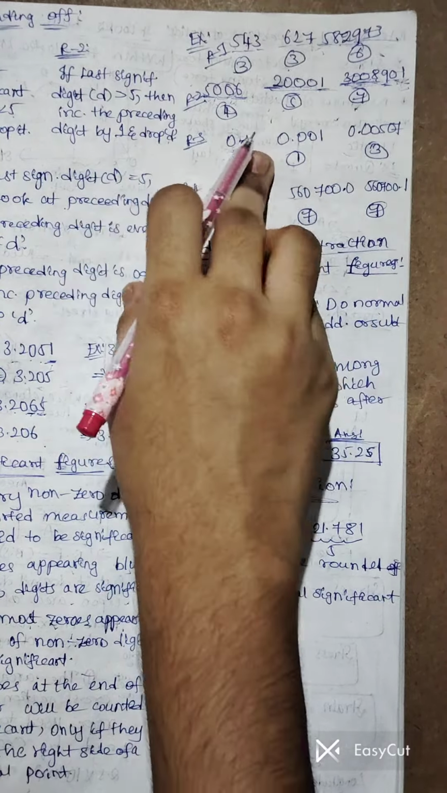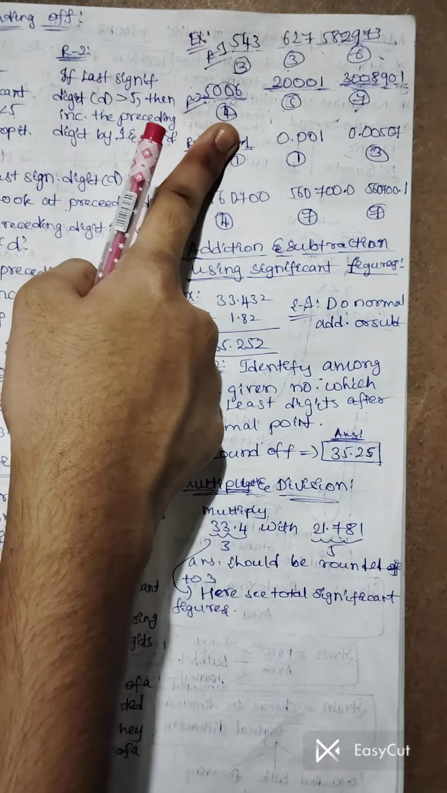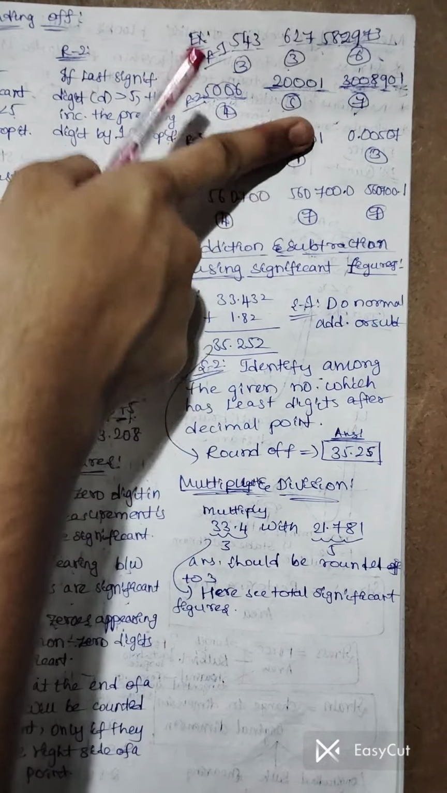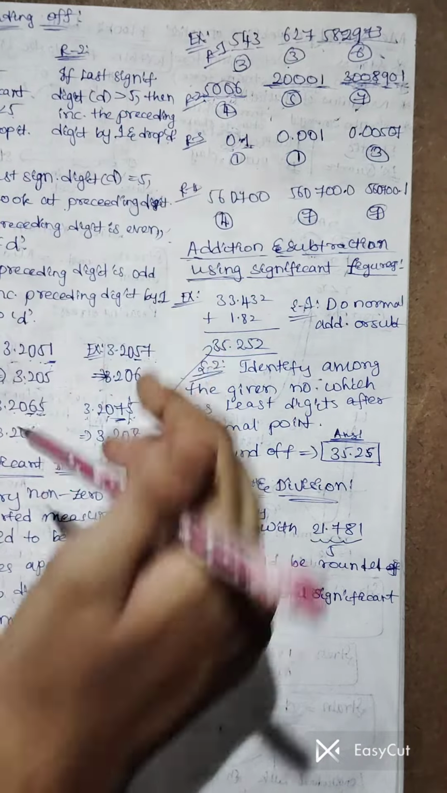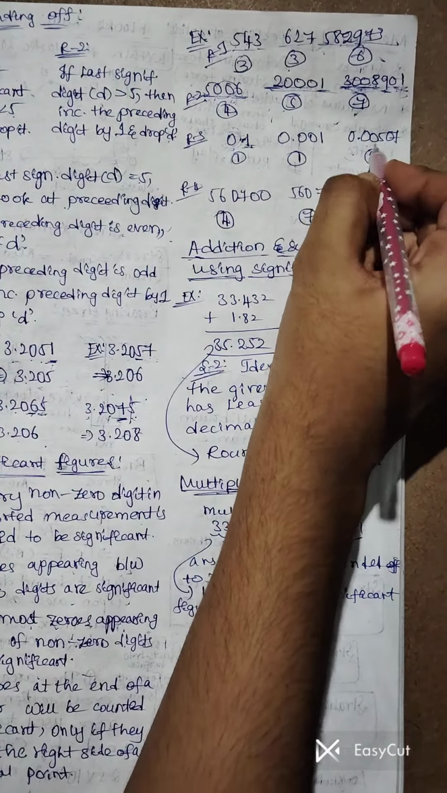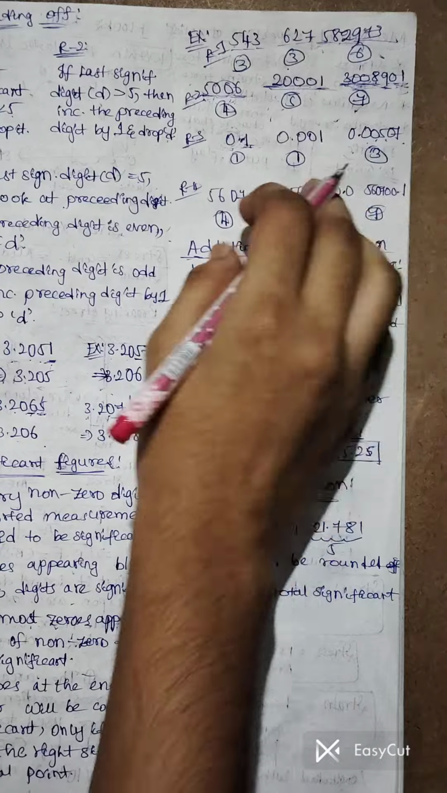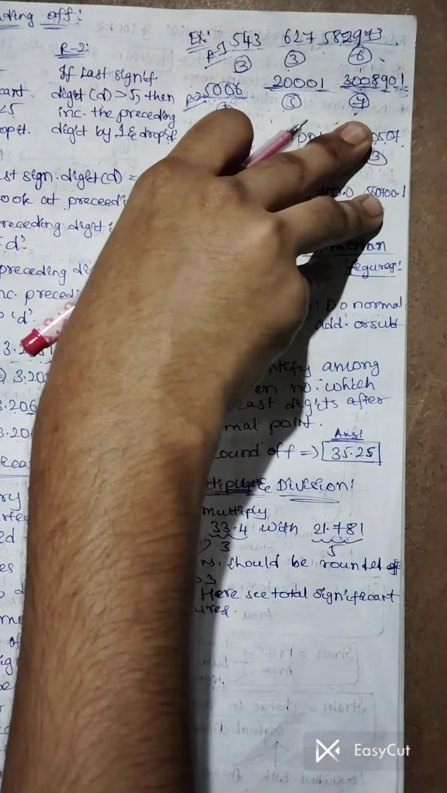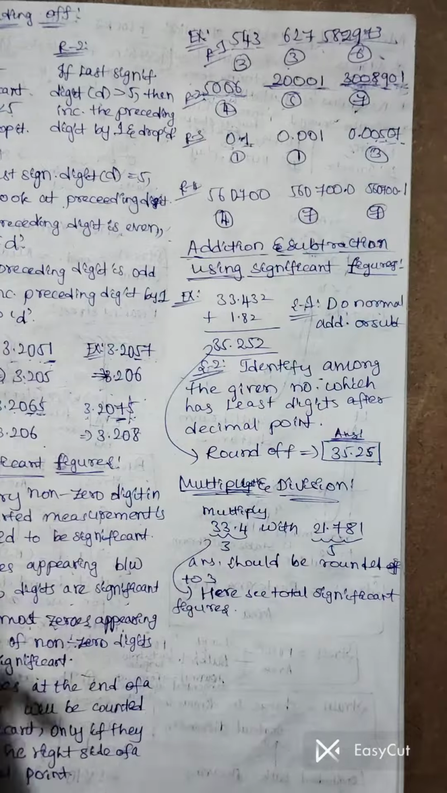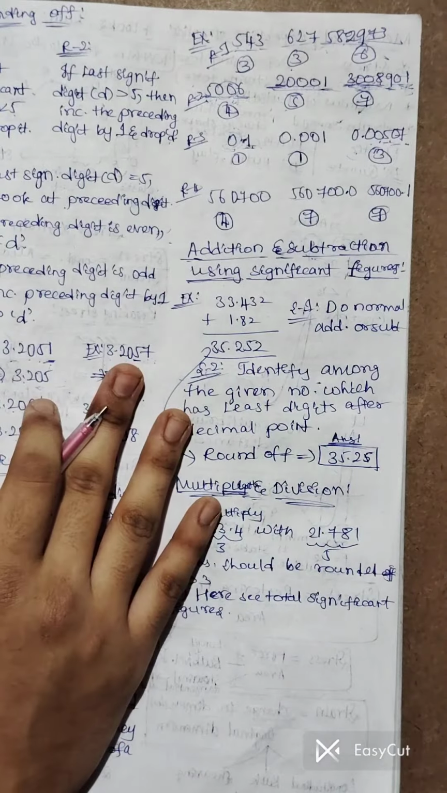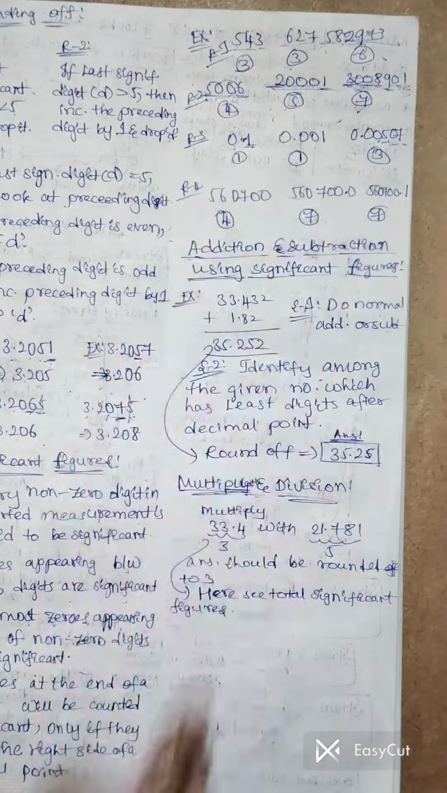If you have 0.1, then the number of significant digits is only 1. If you have 0.001, then also it is only 1 significant digit. If you have 0.00507, so this leftmost zeros were non-significant. As this 0 is placed in between the non-zero digits, these were significant. So the number of significant figures is equal to 3.